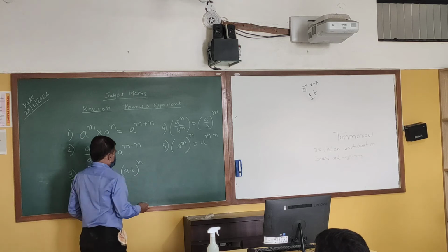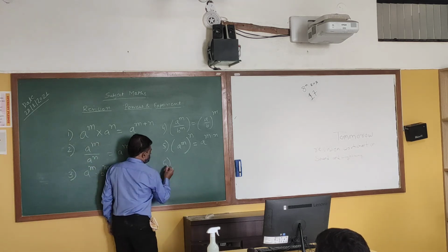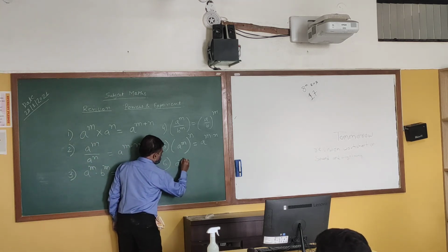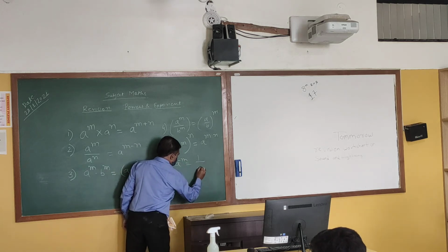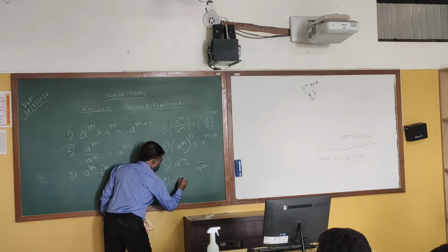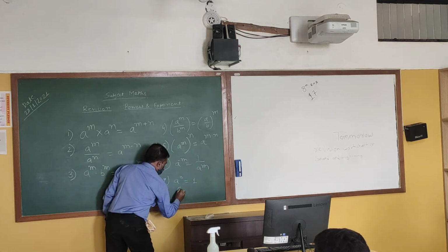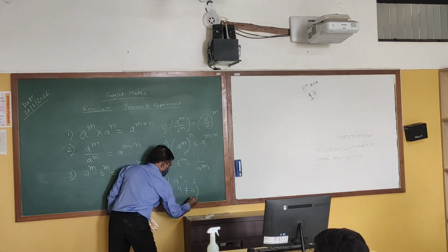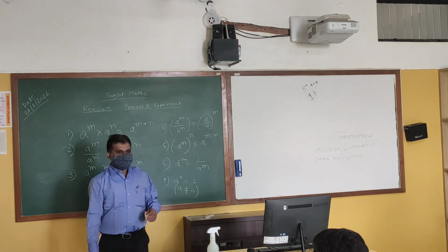Now come to the sixth one. That is a raised to power minus m is always equal to 1 upon a raised to power m. And the seventh one is a raised to power 0 is always equal to 1, provided that a is not equal to 0. Sir, a should not be 0.